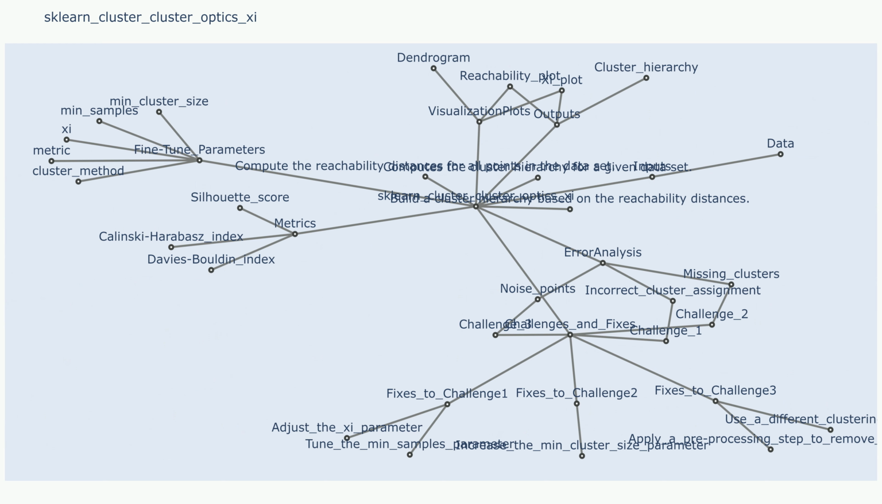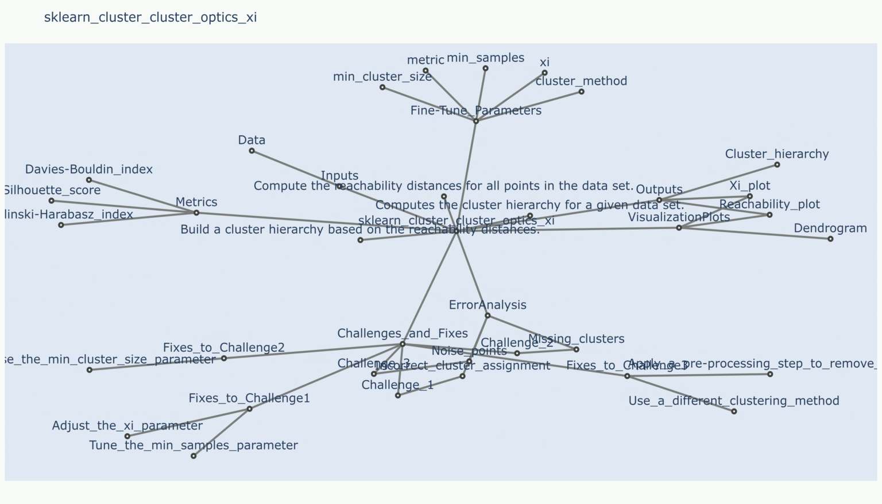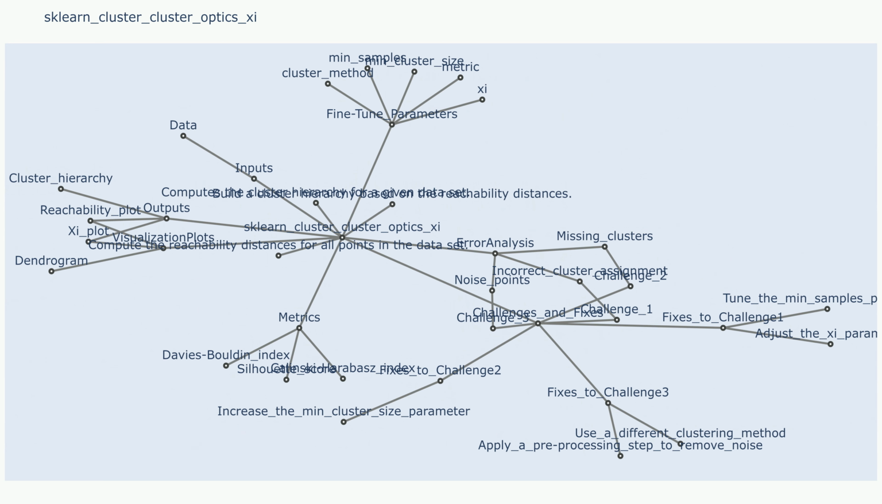Steps. The function calculates the reachability distance matrix for the input data X using the min_samples parameter. This matrix represents the reachability distance between each pair of data points. The OPTICS algorithm is then applied to the reachability distance matrix, producing a reachability plot. This plot visualizes the clustering structure of the data.